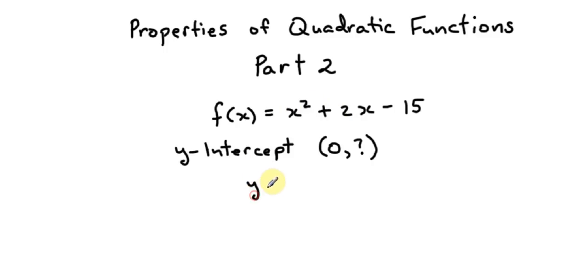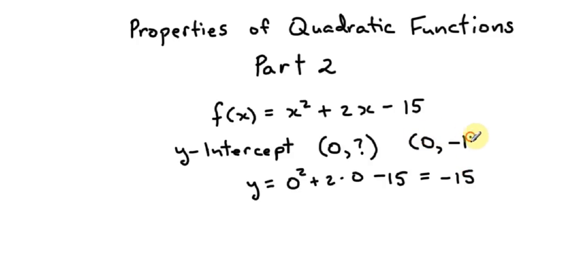You just go, well, y would equal 0 squared plus 2 times 0 minus 15. So I think I know what the y-intercept is. 0 plus 0 minus 15, so I think we're looking at minus 15. So this is the y-intercept. It is the point 0, negative 15.